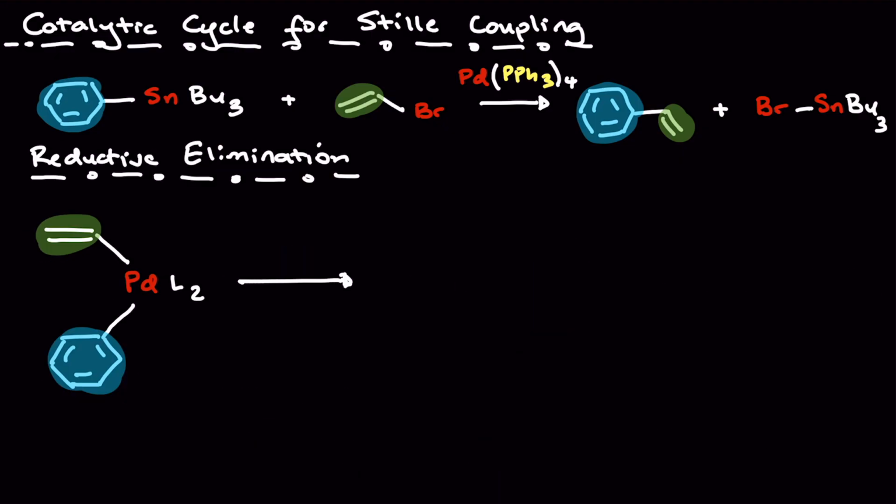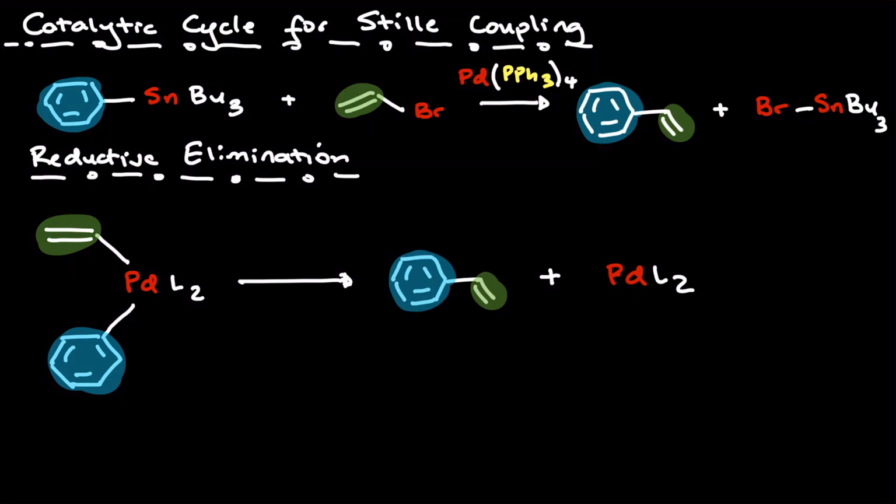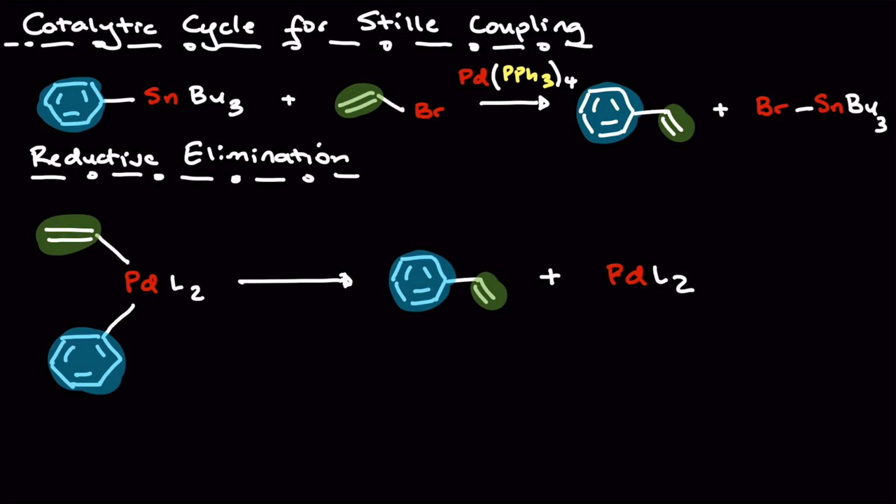And then lastly, in your reductive elimination step, during this process, both of the R groups that have now been attached to the exact same palladium now form a new sigma bond between the two partners, which is your final product of your coupling reaction. And then importantly, your palladium catalyst returns back to the catalytic cycle for another cycle of this reaction.